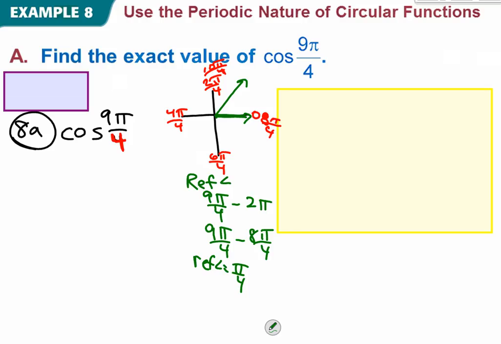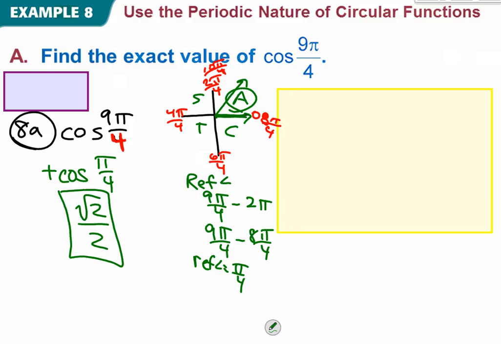What quadrant is it in? The A quadrant. So all students take calculus. That means all of my trig functions are positive there. So if I want the cosine of 9 pi over 4, I'm going to say that's equal to the positive cosine of pi over 4. You all have beautifully generated charts in front of you. So what is the cosine of pi over 4? Square root of 2 over 2, and it's positive in this case. So there's our answer as we go.